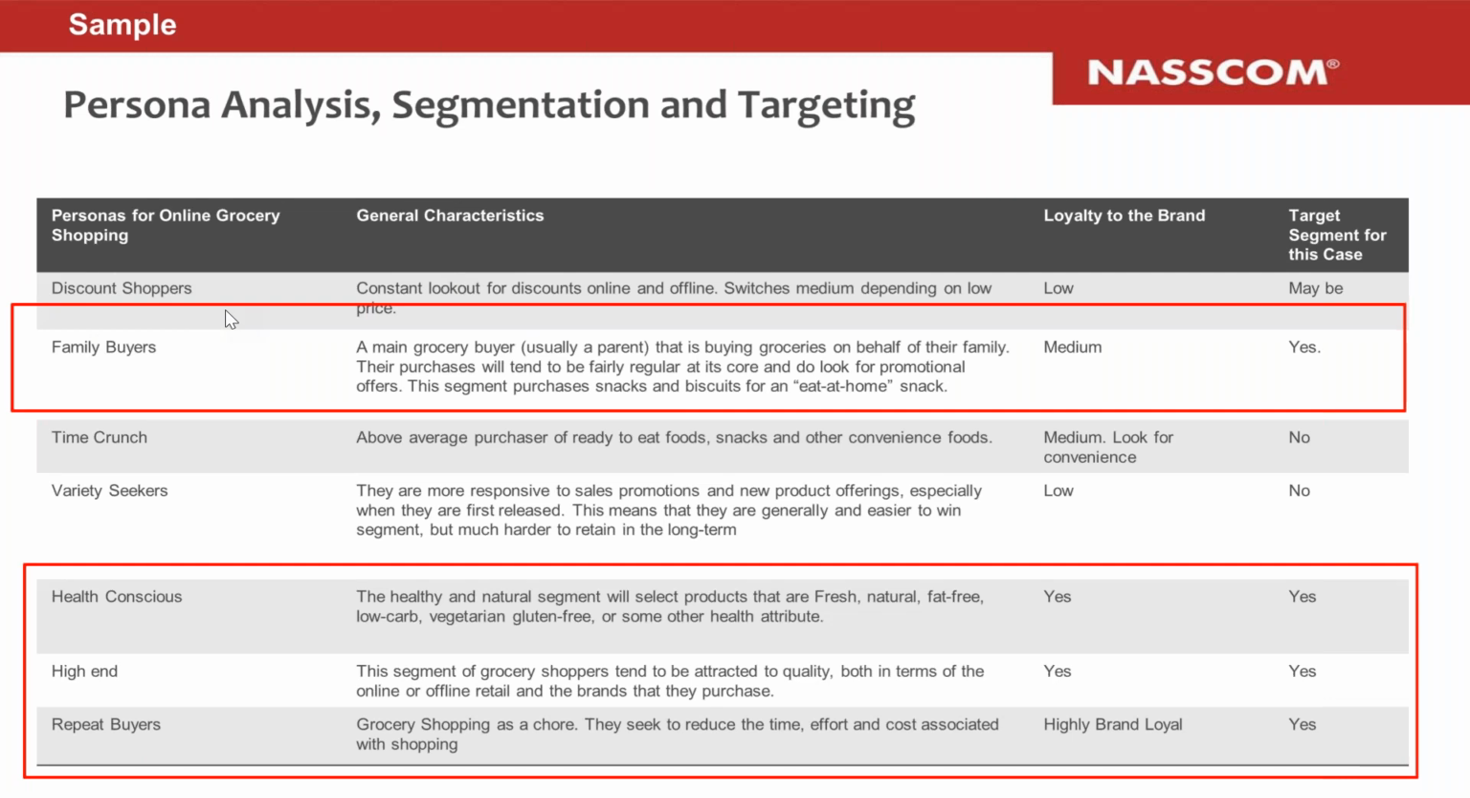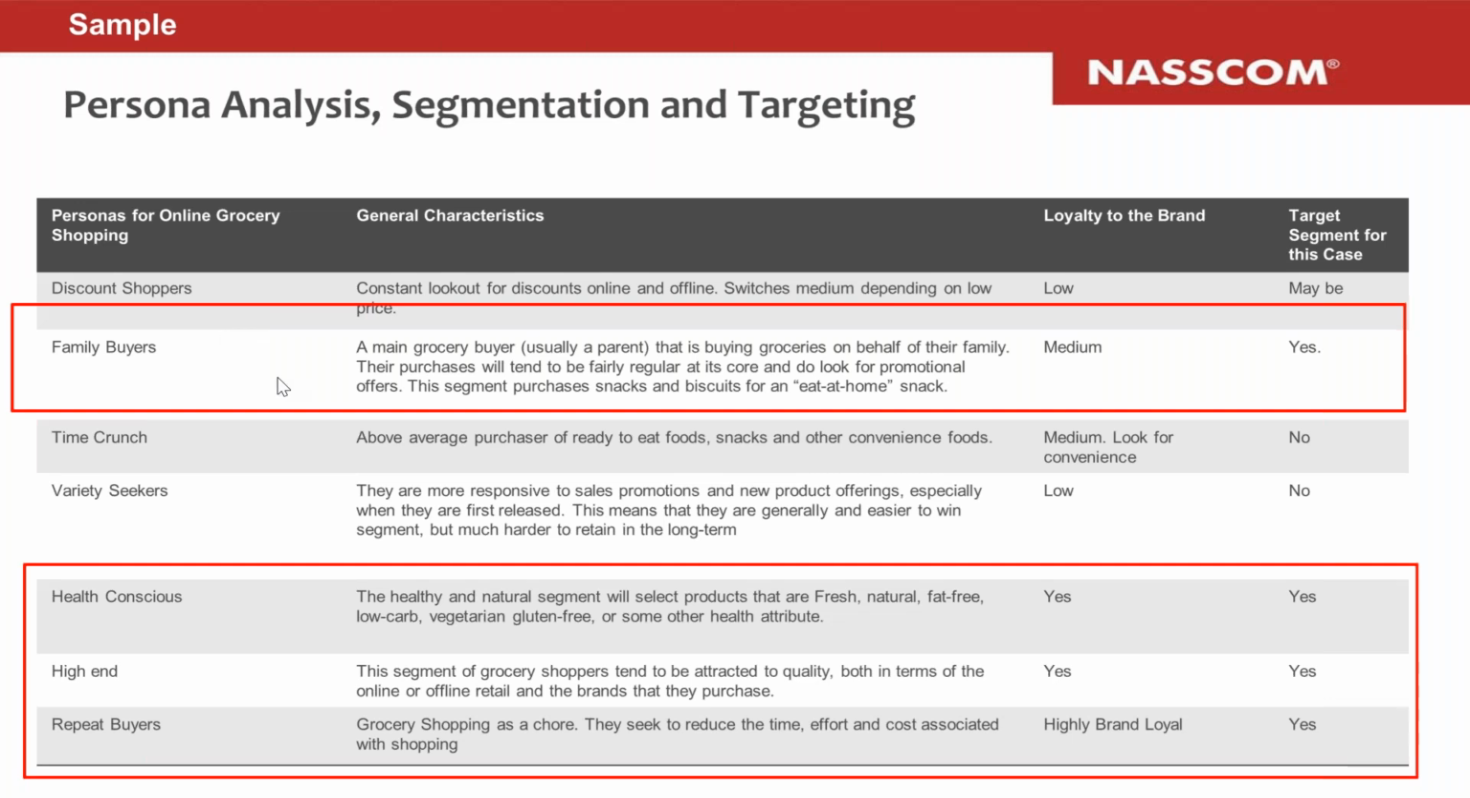Now, these are the people who are constantly on the lookout for discounts online and offline. They will switch medium depending upon low price. They have very low loyalty to the brand. So, in case you are planning something for them, do you want them to be the target segment? May not be. I do not know. But for the purpose of the case study, I've kept them as a maybe.